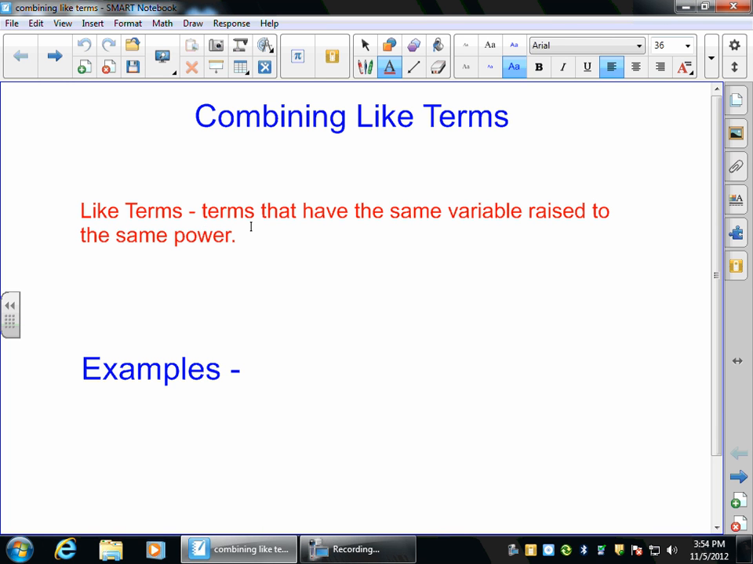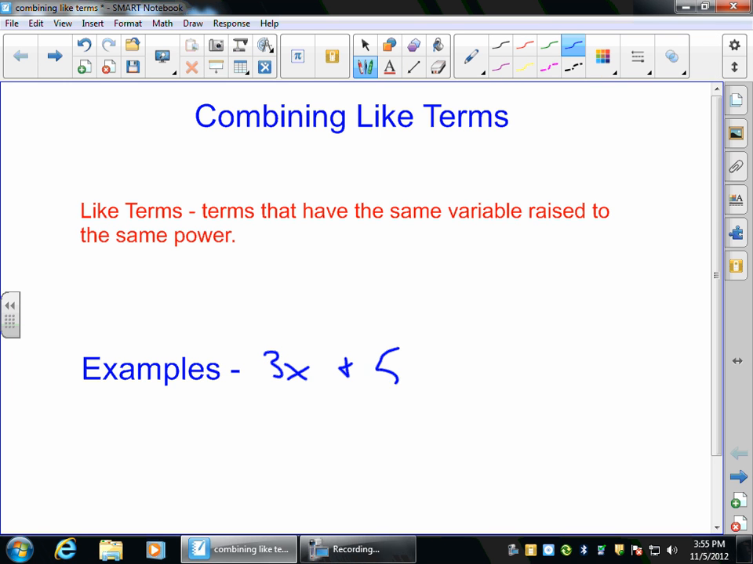Like terms are terms that have the same variable raised to the same power. That's it. Same variable, same power. Those are like terms. So, for example, things like 3x and 5x are like terms. They both have x's, okay? Or 2y and 8y. Those are like terms. They both have a y.